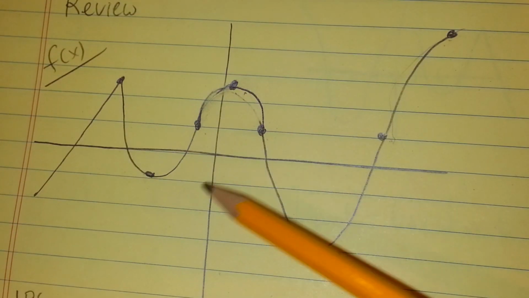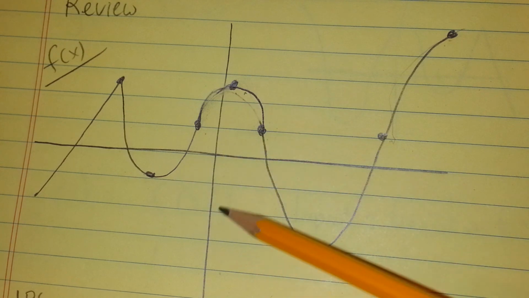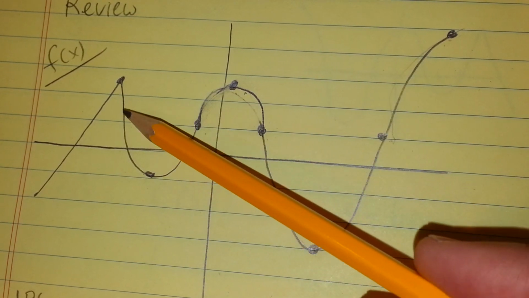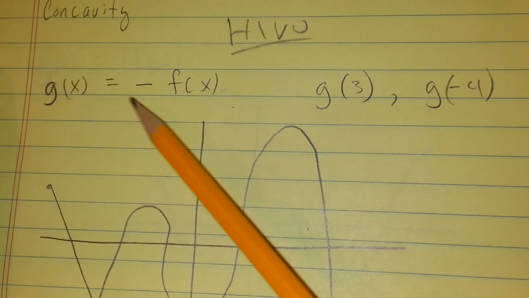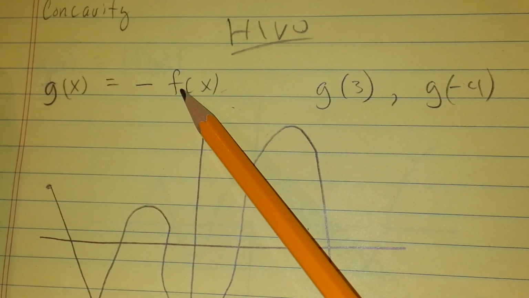So I basically took this graph here, and notice this is going to be down here, this is going to be up here, this peak is down here, okay? So that's what g of x equals the negative of f of x.